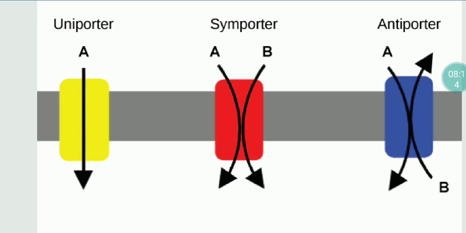And if the carrier protein is carrying two different molecules to the same side, then we call it a symport. And if it is carrying two different molecules in two opposite directions, we call it an antiport. Now see, uniport carries only one molecule along the concentration gradient, so it does not require any energy, and it is a passive process. Whereas symport and antiport carry the ligands against the concentration gradient, so they are active transporters.